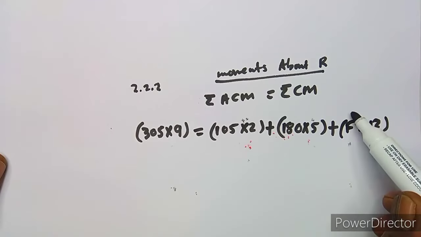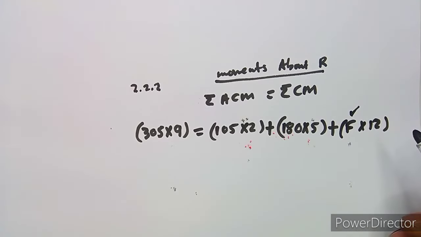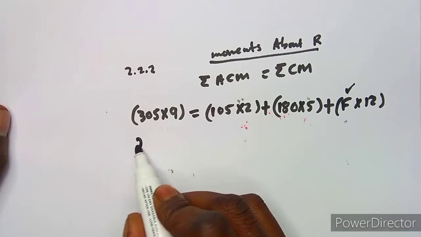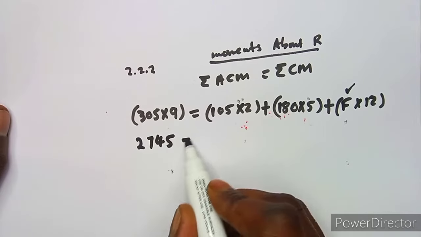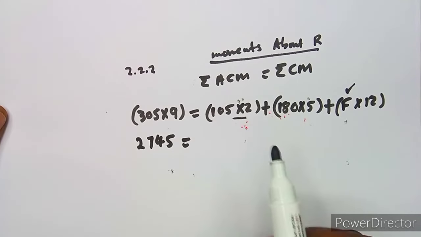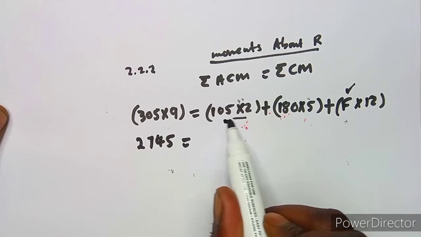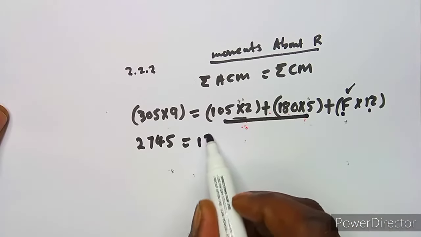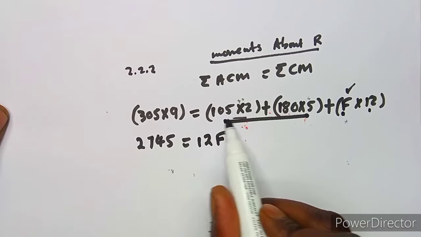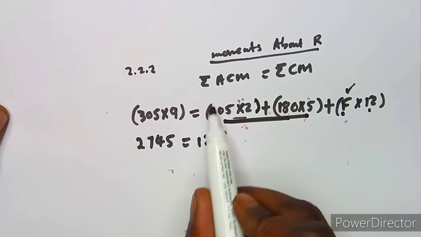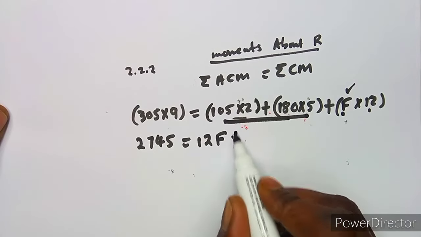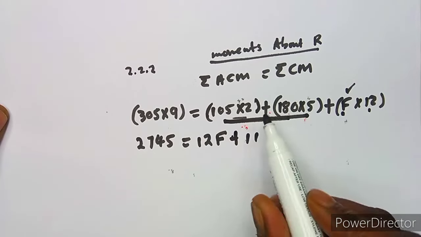As you can see, this equation consists of F, so we are going to solve for that F. Multiply these two. We are going to have 2,745, which is equivalent to these two, just combine them at once. So F times 12 gives us 12F. Then you combine these two, open bracket multiply plus open bracket multiply, you're going to obtain 1,110.